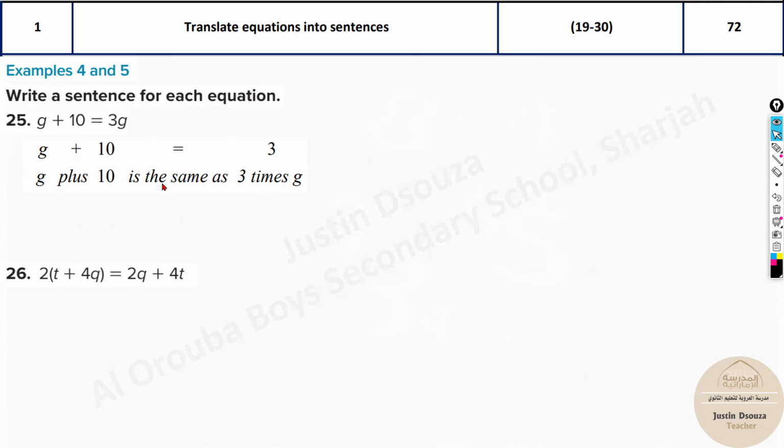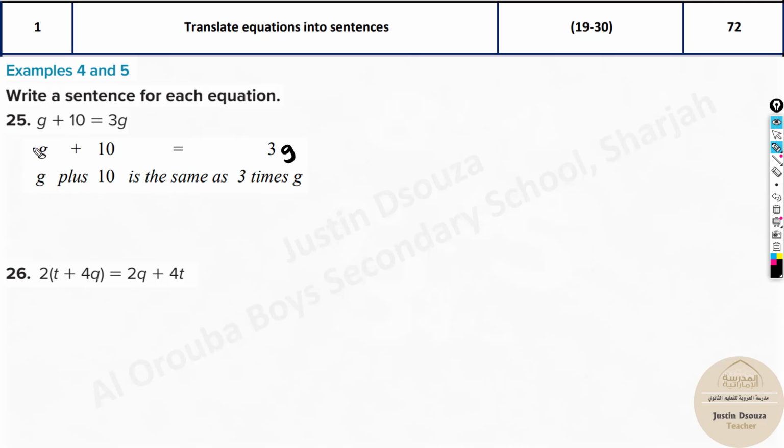G plus 10 is same as 3. Okay, it's 3g. It should be 3 and g over here, which is missing. I apologize for that. It's 3 times g. Now this one they have just, you can see this. There are so many methods. Now this is one of the simpler methods.